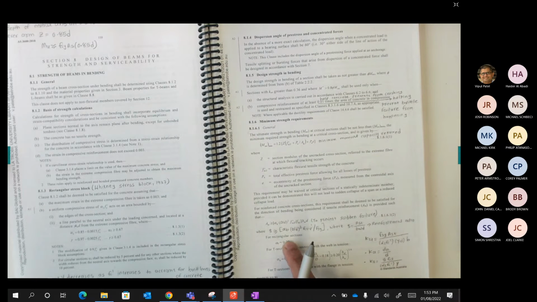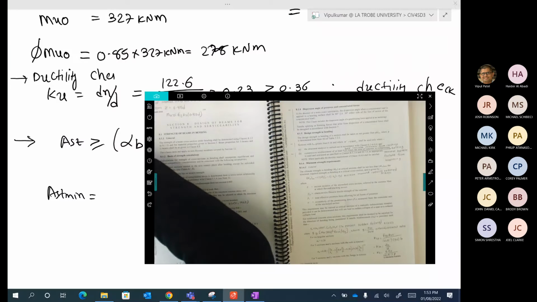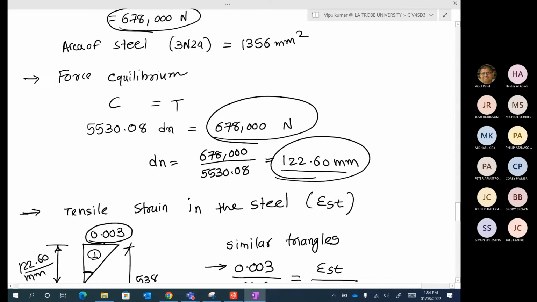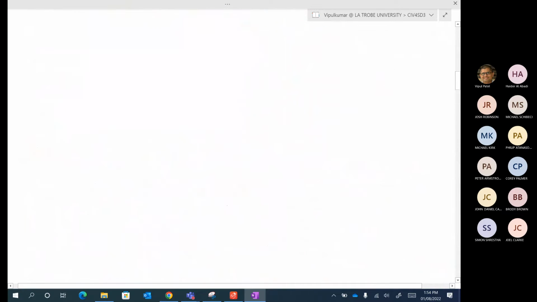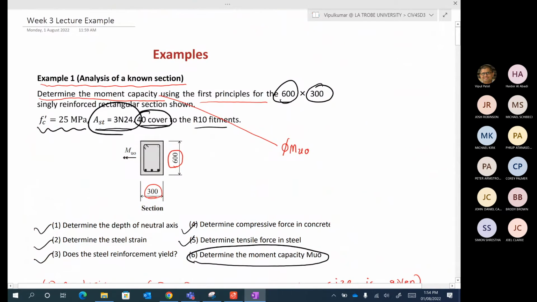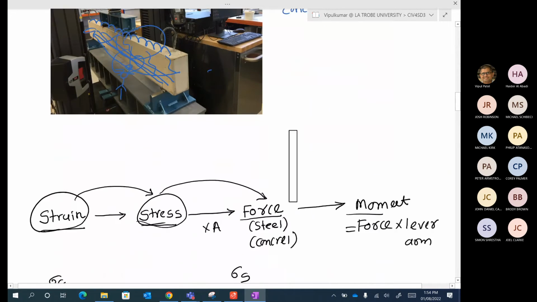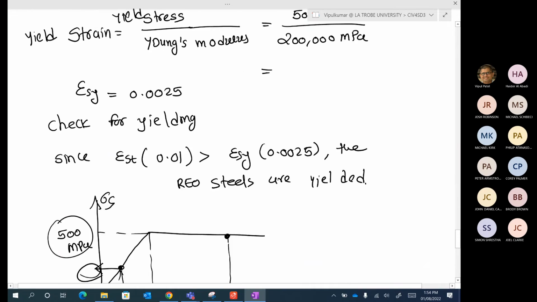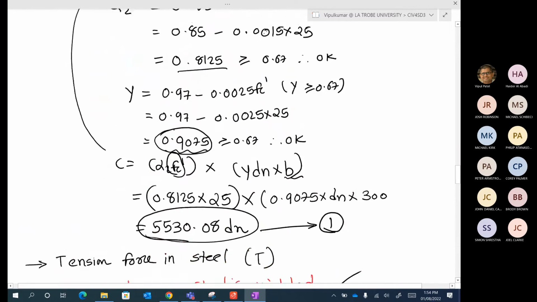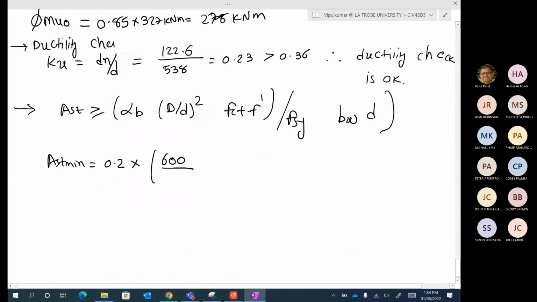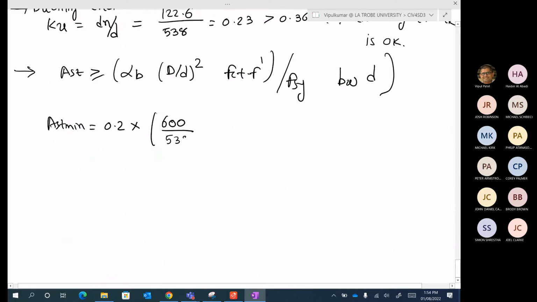Alpha b is 0.2 for rectangular sections. So we put alpha b 0.2. Capital D is 600, given in our examples. Capital D 600, and the small d we calculated, 538, I believe. We have done it many times, but 538 squared, times fct.f.